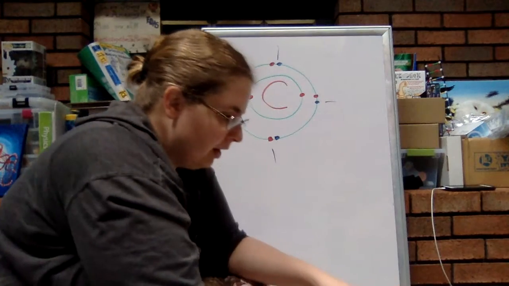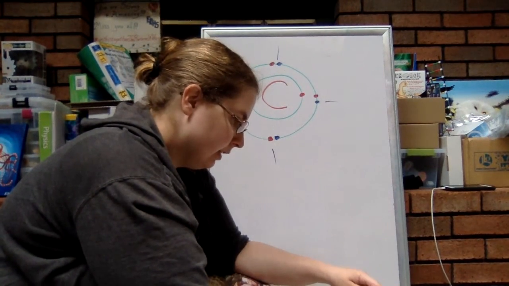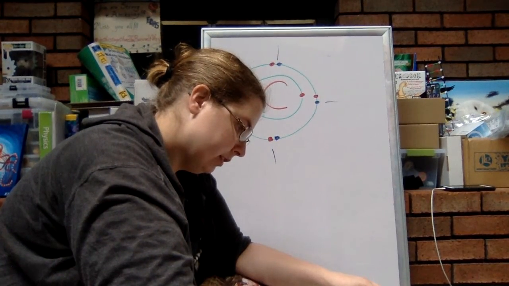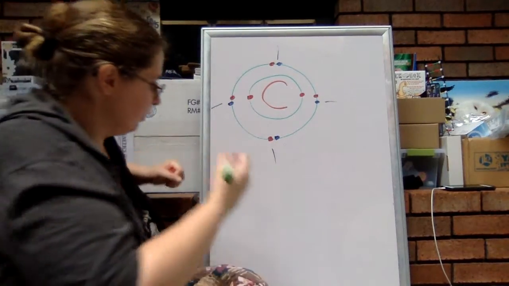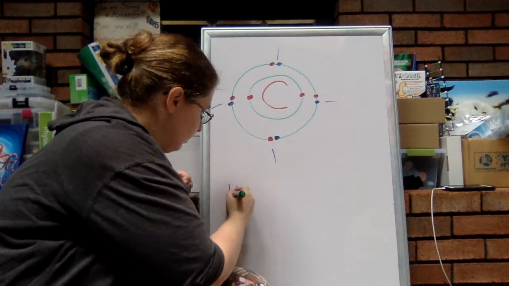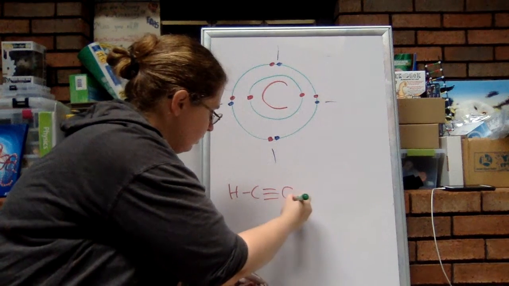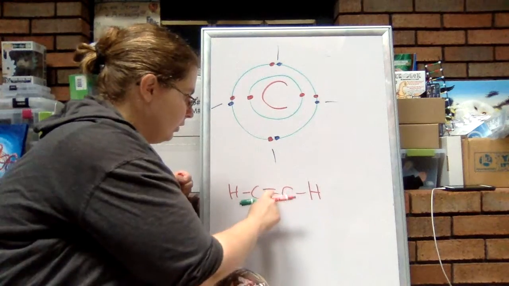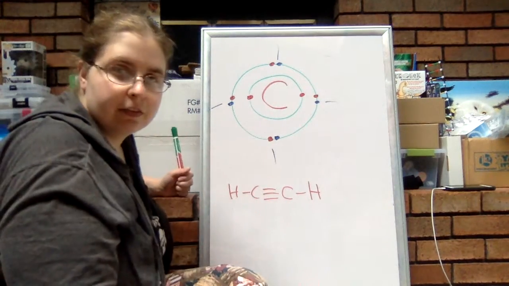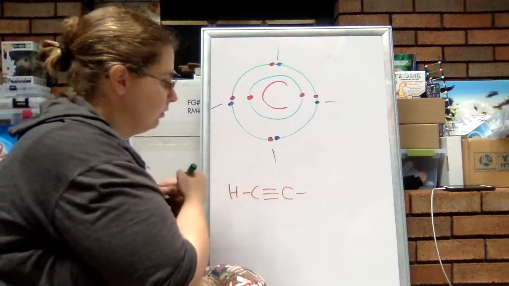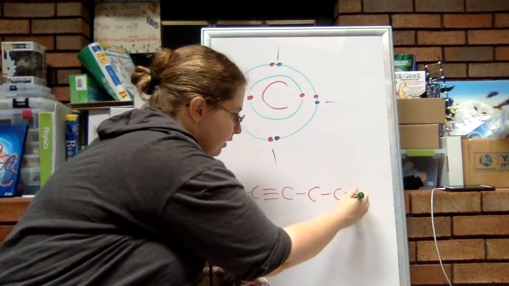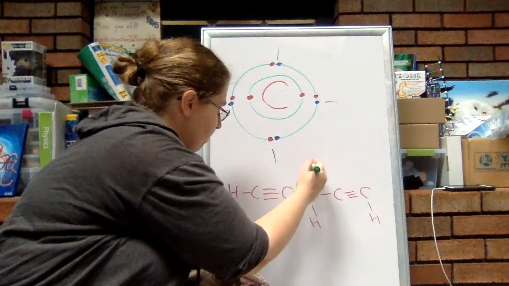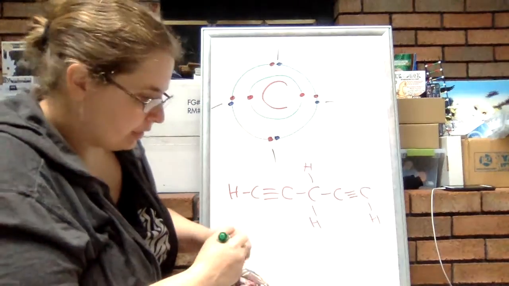Sometimes, every so often, it's not common, but it can happen. So it can form something like a triple bond. So it says 1, 2, 3, 4. 1, 2, 3, 4. So each one only has 4 bonds still. You can even keep this going. We have C. Now, are those as common? No.